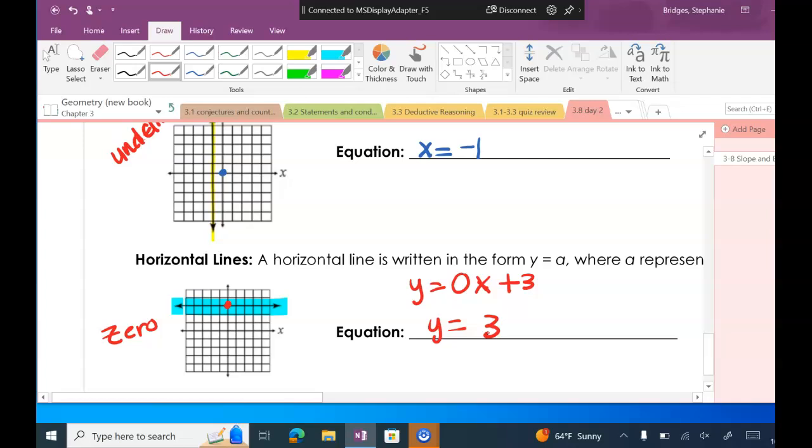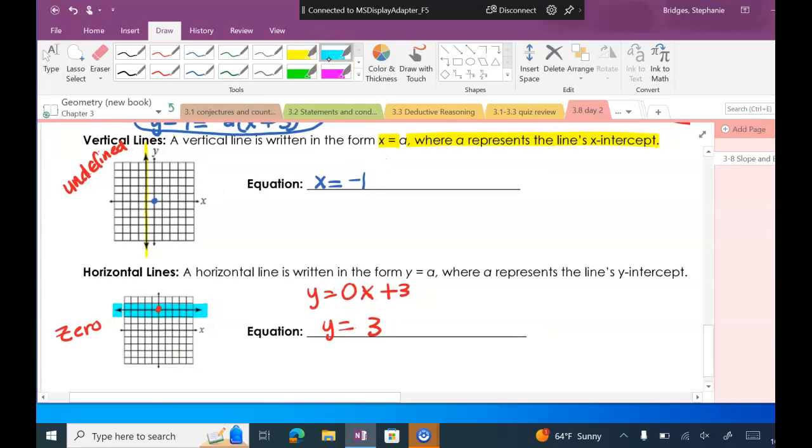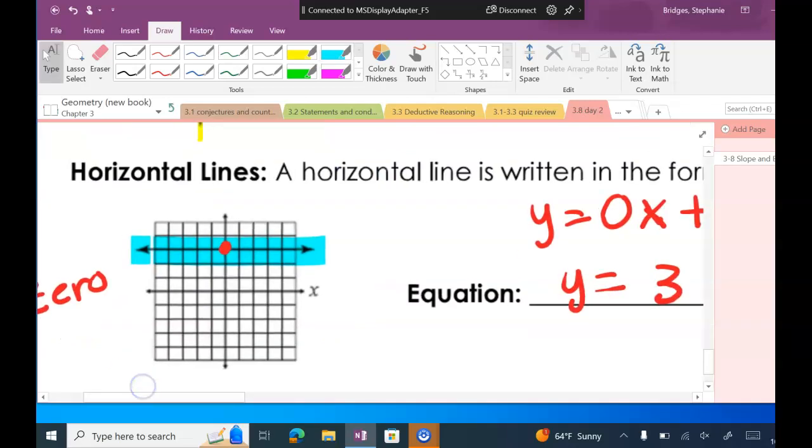So a vertical line has an equation of x equals where it crosses the x-axis. A horizontal line has the equation of y equals wherever it crosses the y-axis. Say that one more time. Oh, so if you look on your graph, here's the origin. That's 0, 0. So it went up 3, so that's a positive 3. Your positive numbers go up, your negative numbers go down on your y-axis. Does that make sense? Okay. Does anybody have any questions? All right.